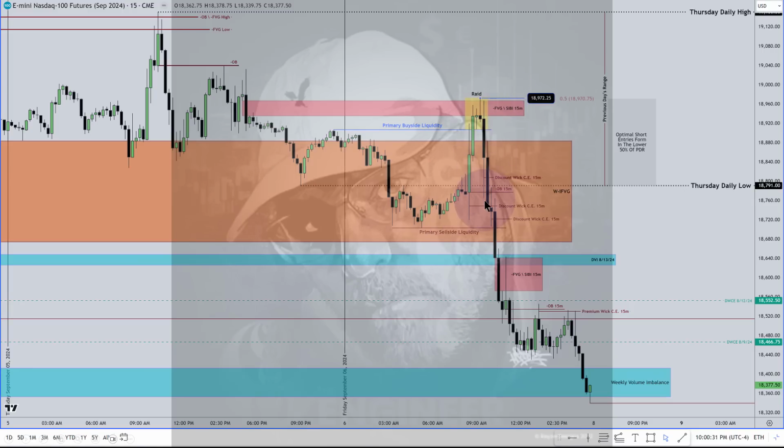Market breaks into that weekly inversion fair value gap. Notice that the candle opens here, trades up to the top of that inversion fair value gap, breaks lower. We have a discount wick, consequent encroachment. Price on this candlestick here, open, traded up, and it failed to get back to Thursday's daily low. So we're looking at previous day's low, which is here.